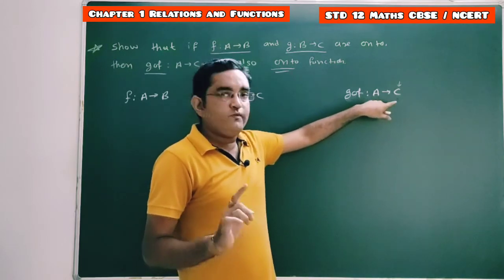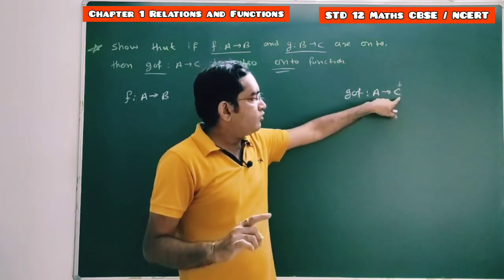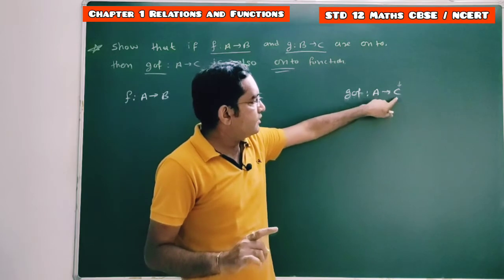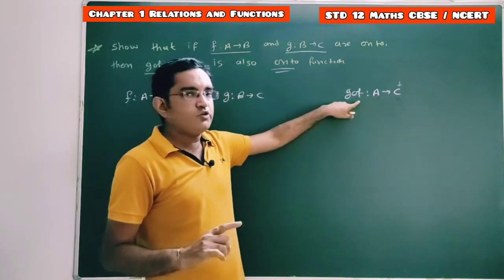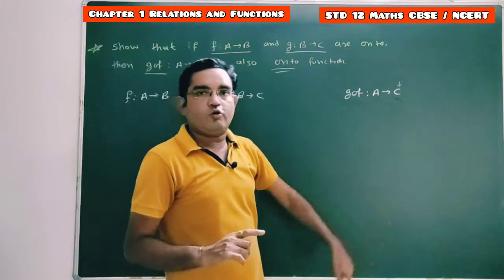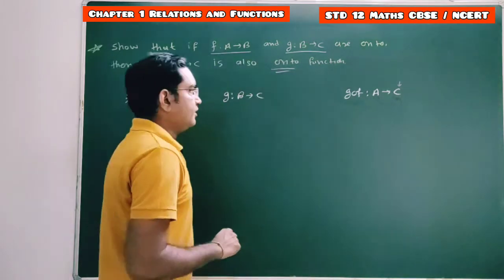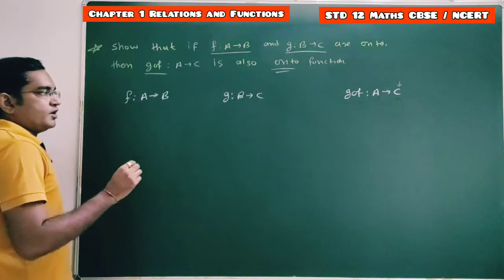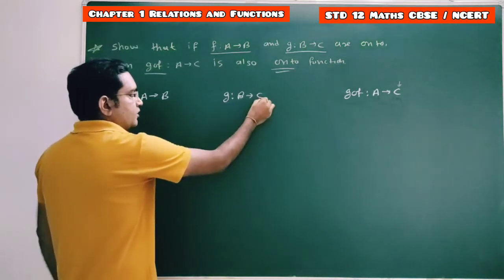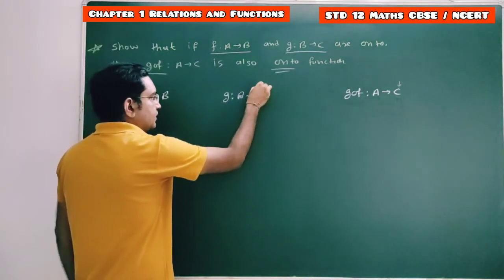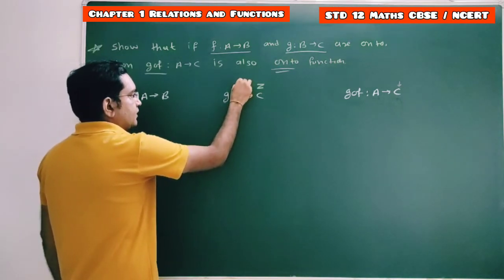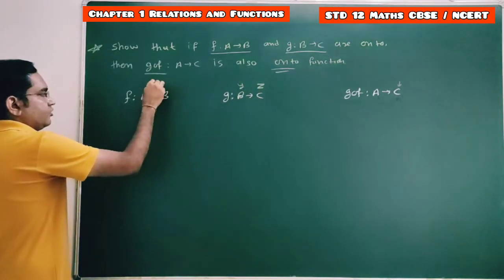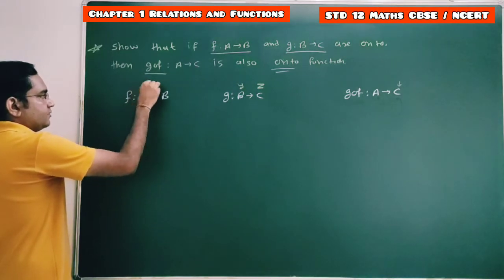Done. So if we can prove that all the elements of this codomain, that is C, have some pre-image in this A, we can say this composite function gof is an onto function. Done. So let's assume the set of all the elements of this set C are nothing but Z, the set of all the elements of this set B are nothing but Y, and the set of all the elements of this set A is nothing but X.